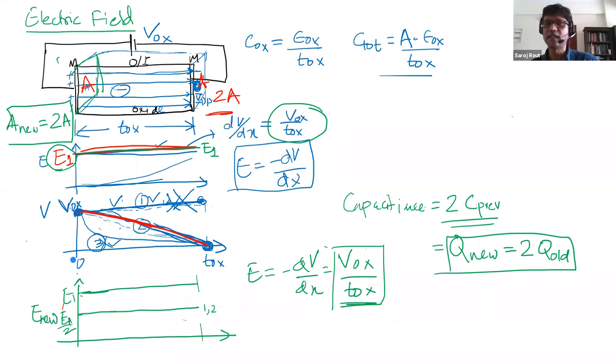So the electric field doesn't change. Like Siti said, your potential across is the same. Your distance is the same. Your electric field is not changing. You just increase the amount of electric field, but the strength of the electric field is still the same. Okay. So if you have increased the amount of electric field, that means you've increased the amount of charge basically.